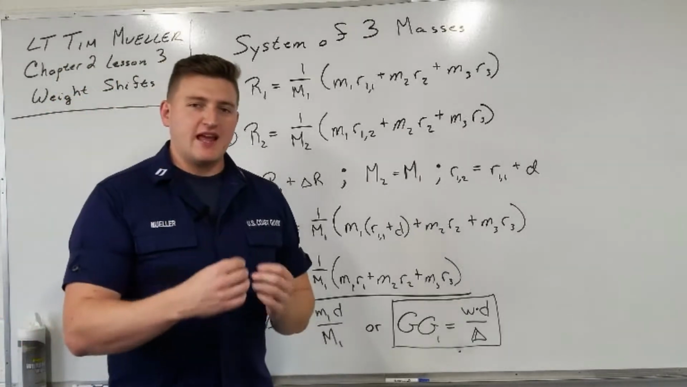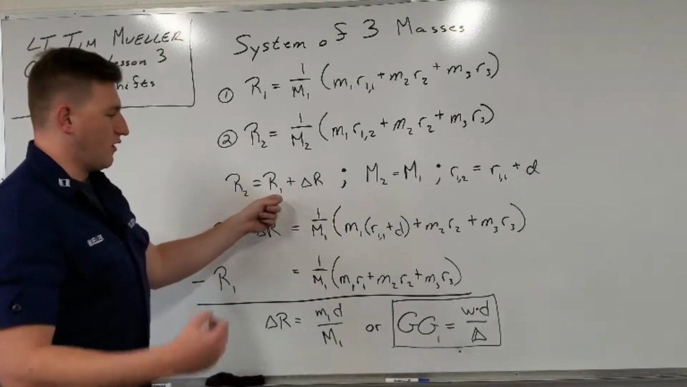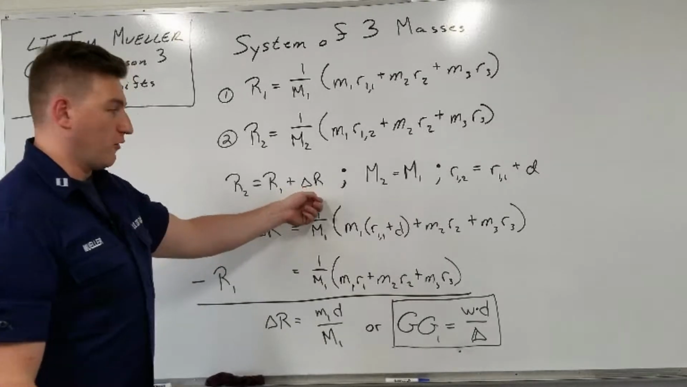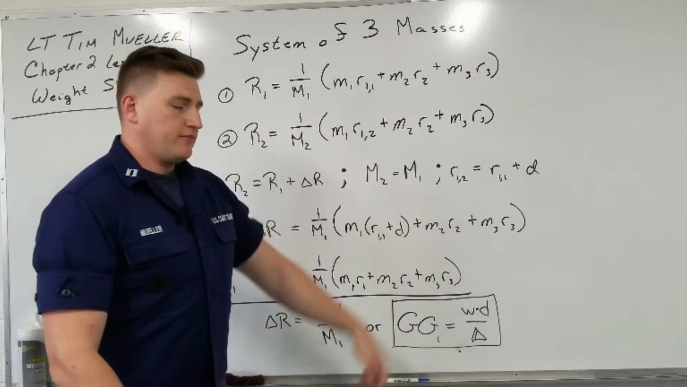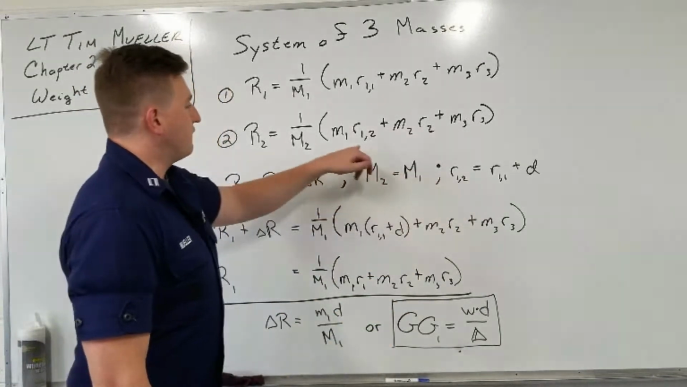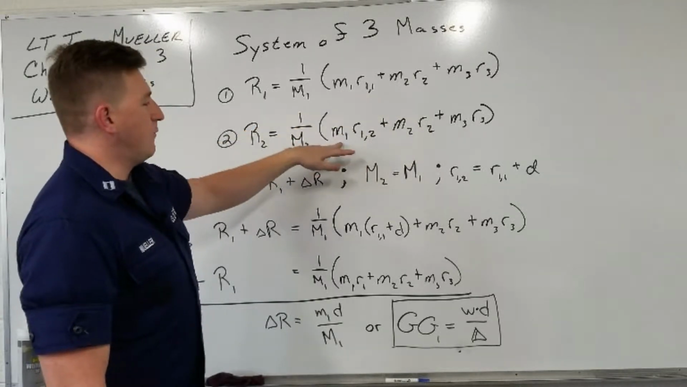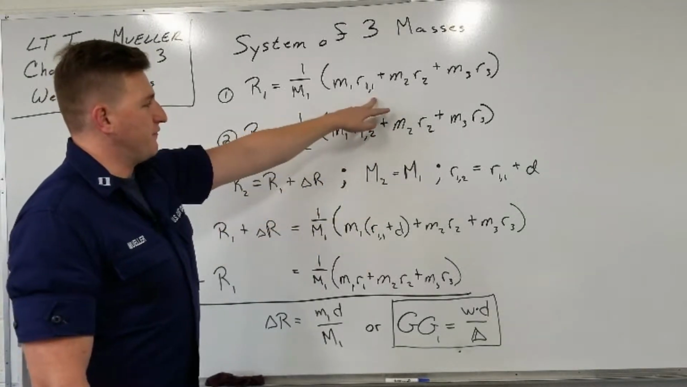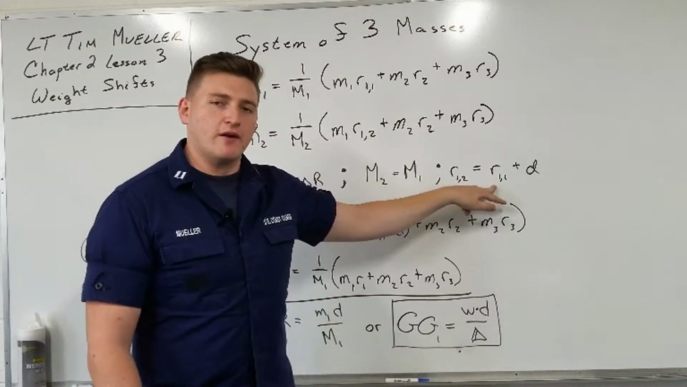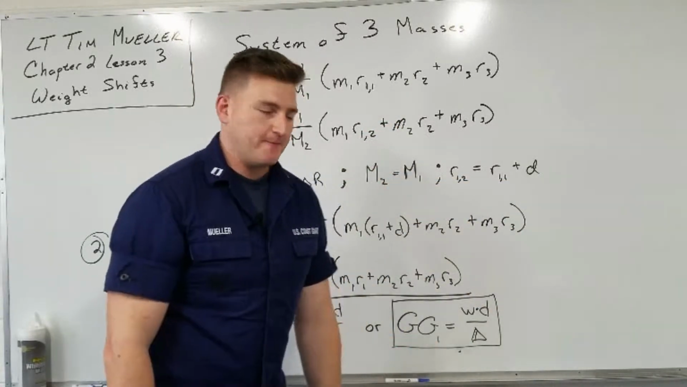Now we have to relate one equation to another. We know that R2 equals R1 plus some change, which we're going to call delta R. That's what we're going to try and solve for. M2 equals M1. We're not going to be changing the overall displacement of the ship. And we're going to be shifting this first weight. This M1 R11 is going to go to M1 R12. That's just the first state, and that's the second state. And R12 just equals R11, which is the original point, plus D. And D is the distance that we shifted.